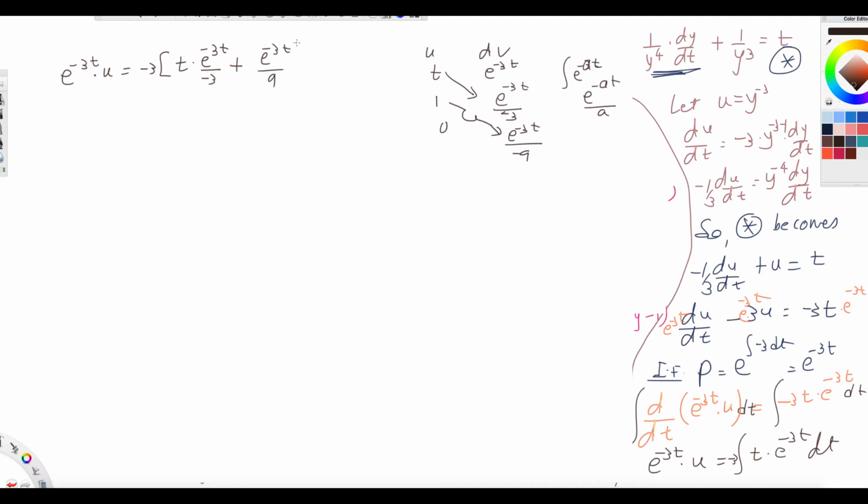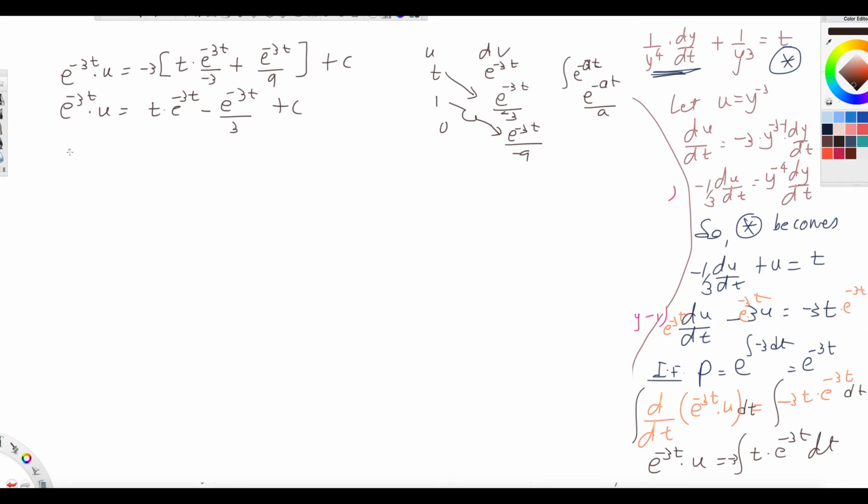Okay, guys. So what do you get here? Let us distribute that. e to the negative 3t times u equals t times e to the negative 3t, and negative 3 times that negative 3 will cancel out. Negative 3 times that will be minus e to the negative 3t over 3, and then plus c. Oh, I forgot plus c here. So we need plus c.